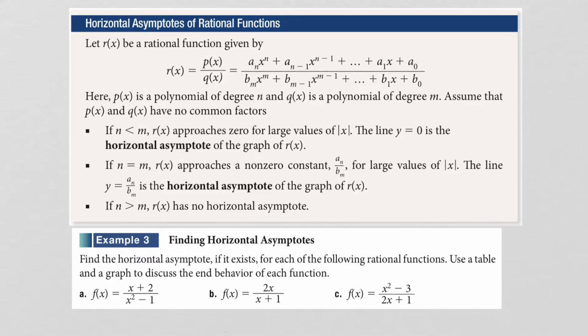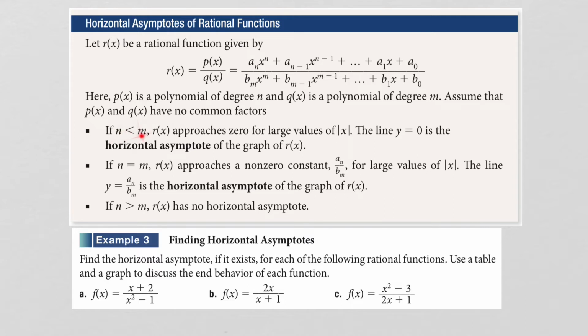Now let's discuss horizontal asymptotes. This is a little bit trickier. And I don't want you to be intimidated by what you see here, because this can be a little bit intimidating. But we have r of x as a rational function, p of x divided by q of x. Notice that p of x has a degree of n, while q of x has a degree of m. And we're going to assume that p of x and q of x have no common factors. If you have common factors between the numerator and denominator, then that requires an additional step that we'll talk about later. Okay, we have three situations here.